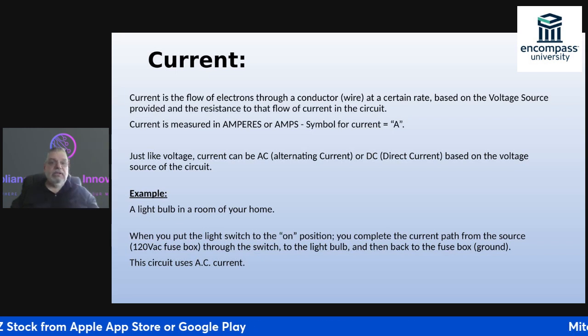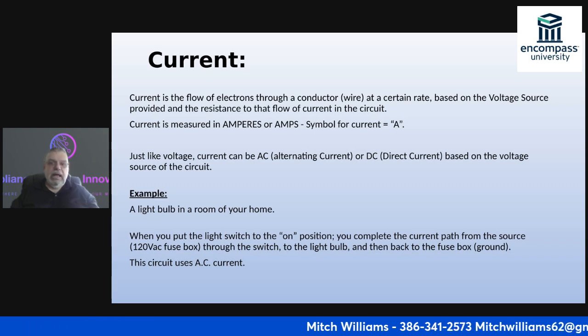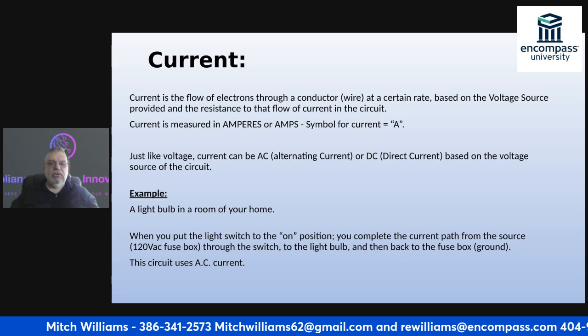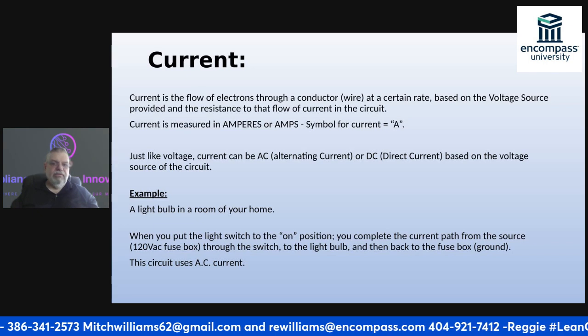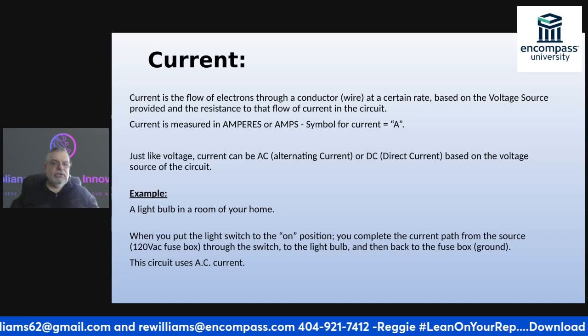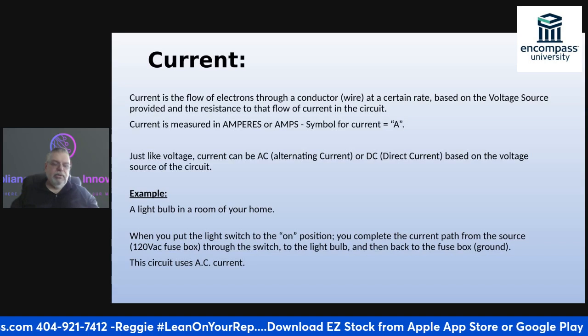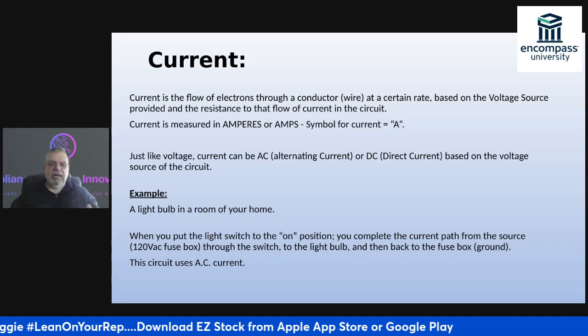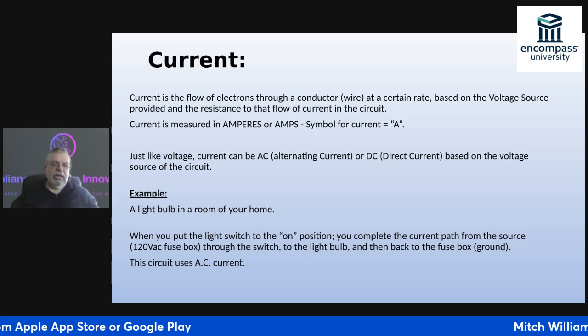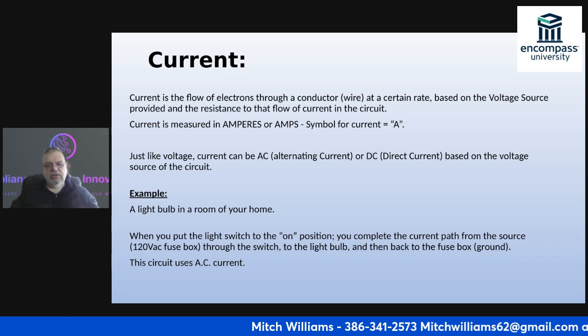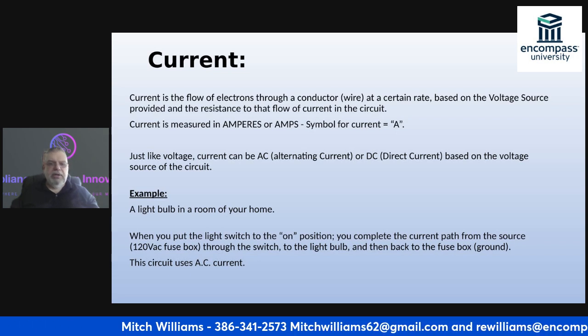Current is the flow of electrons through a conductor, which is a wire, at a certain rate based on the voltage source provided and the resistance in the circuit. Current is measured in amperes, or amps. Amperes is the long way to say it; everybody that I know says amps. The symbol for current is the capital A.